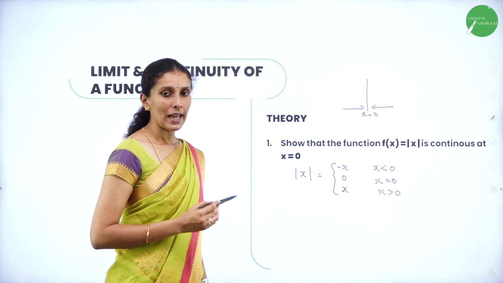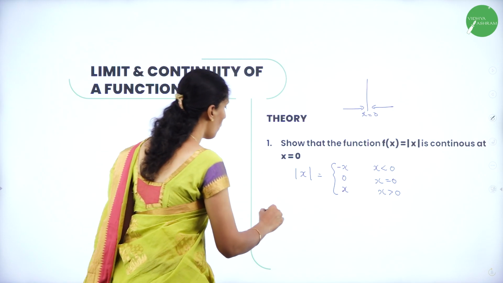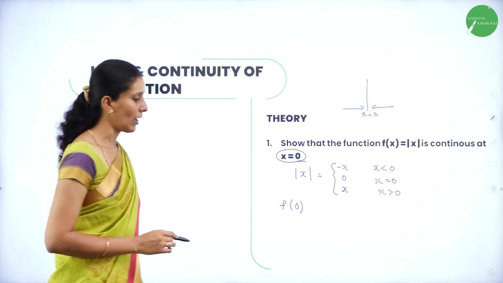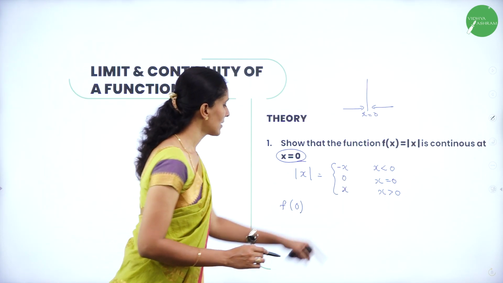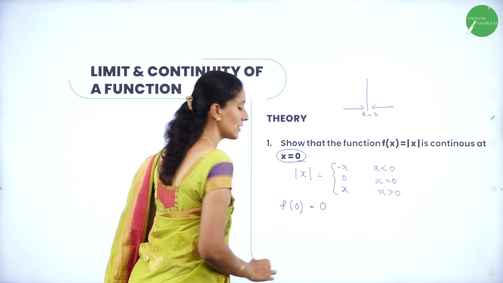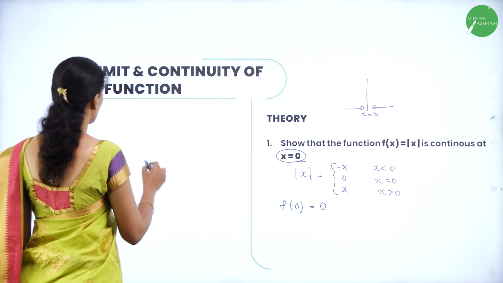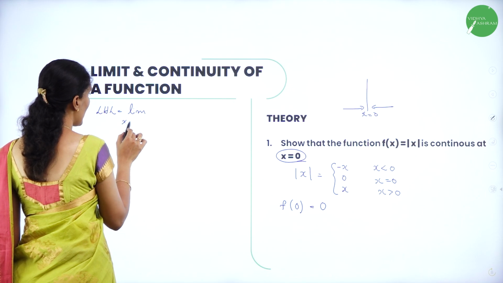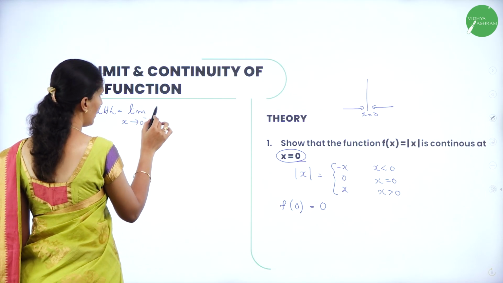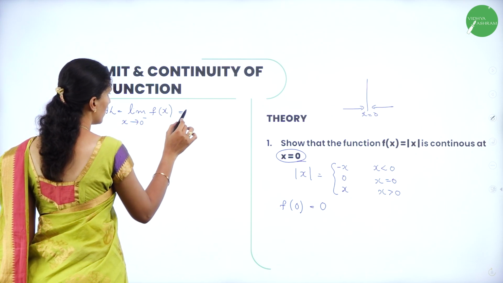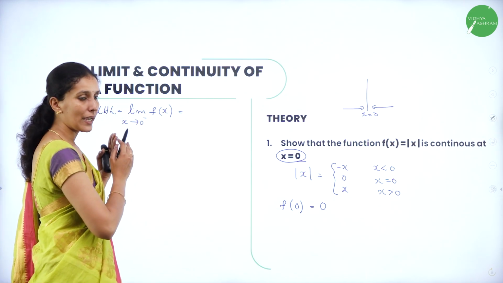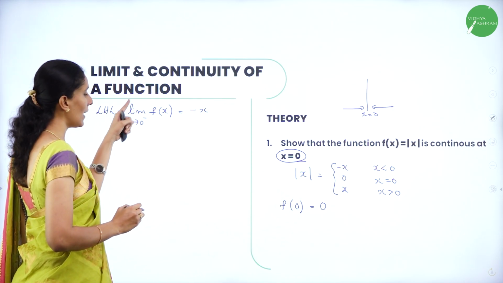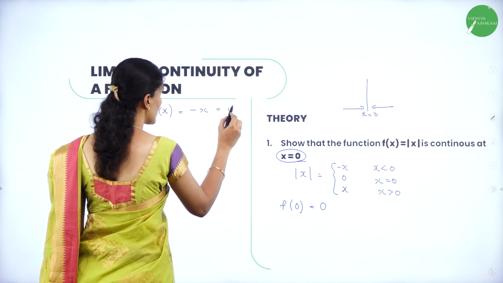Now let us apply LHL, RHL and f of a. At x equal to 0, we have to find the value. What is f of 0? At x equal to 0, the functional value is 0. Now let's see the left hand limit. LHL is the limit as x approaches 0 from the left side. 0 minus means it is behind 0, that is x less than 0, where the function is equal to minus x. If you apply the limit as x tends to 0, the value is 0 only.